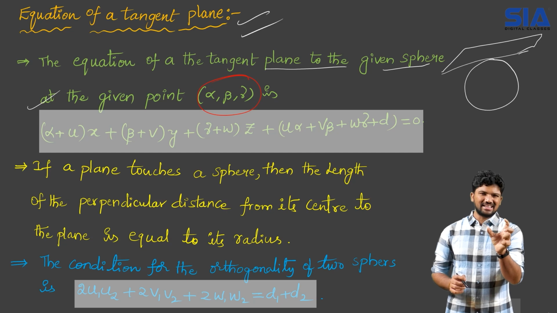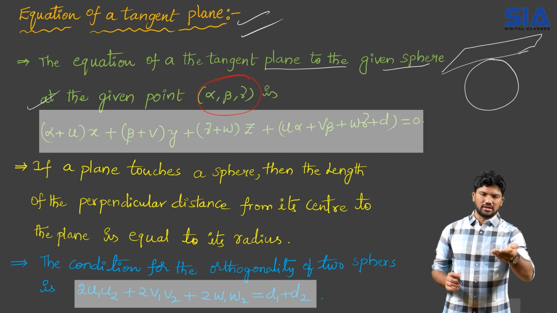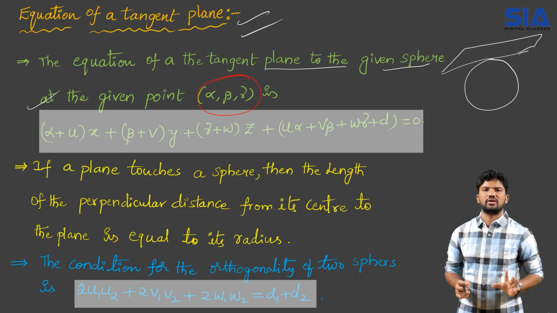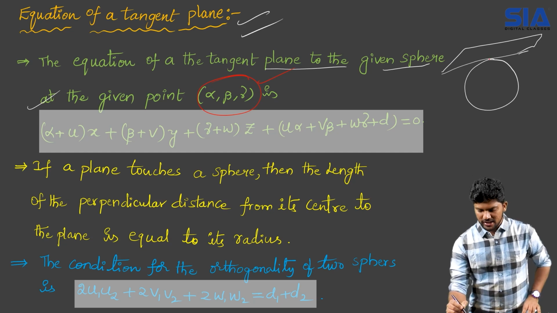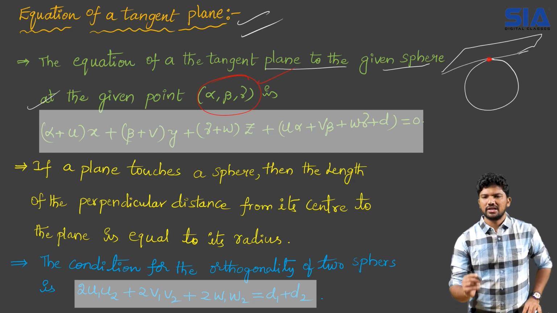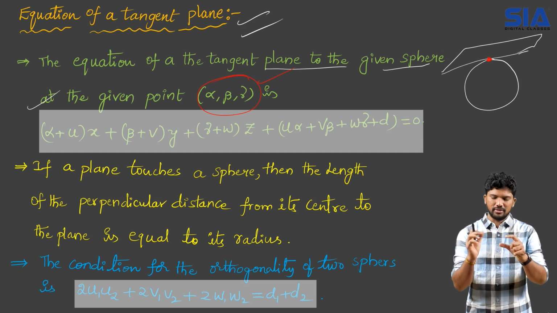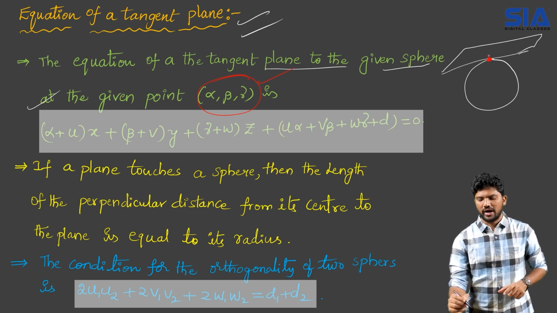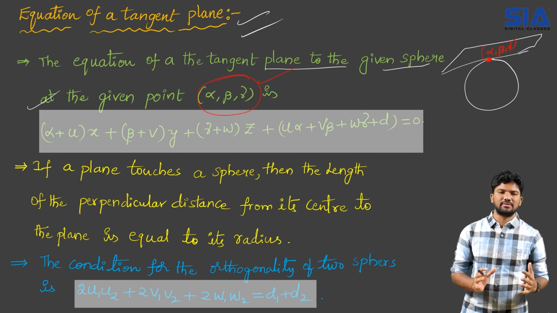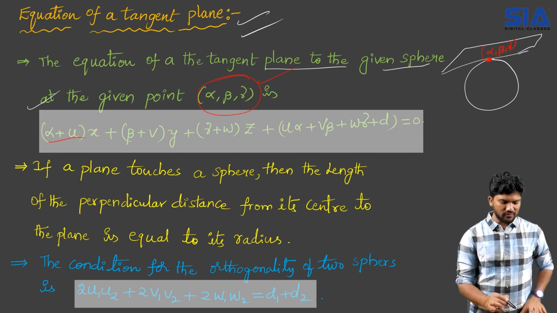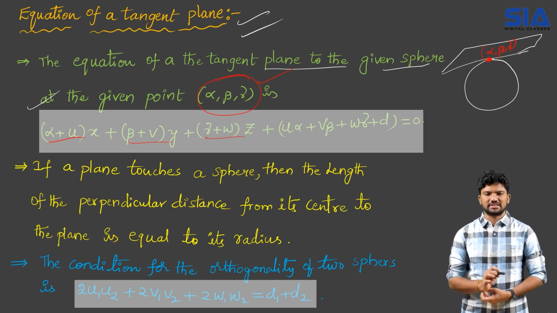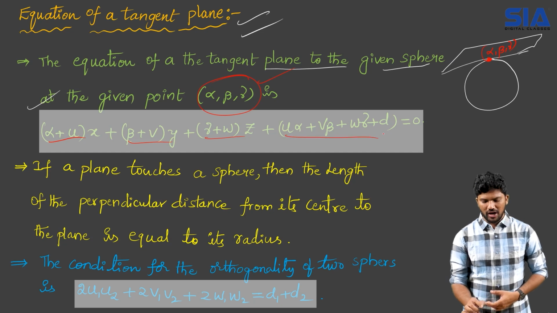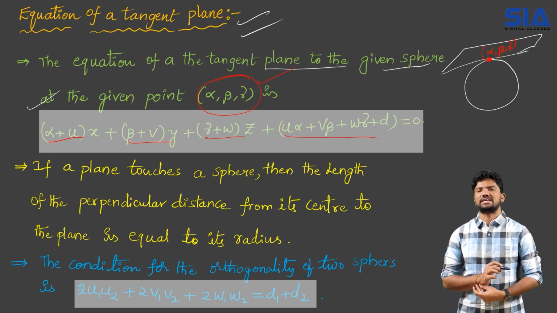Now to say the tangent line or tangent plane, we need one point of contact. That point of contact is alpha, beta, gamma. Sphere and plane will touch each other at one point; here we are taking that as alpha, beta, gamma. So the tangent plane equation for the sphere is (alpha plus u) into x plus (beta plus v) into y plus (gamma plus w) into z plus u alpha plus v beta plus w gamma plus d is equal to 0.